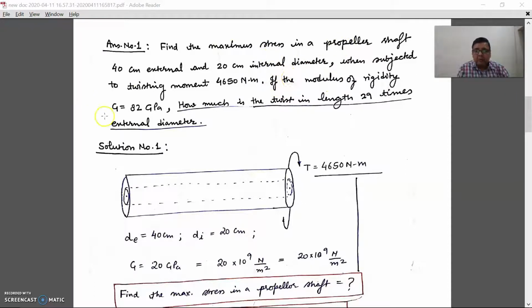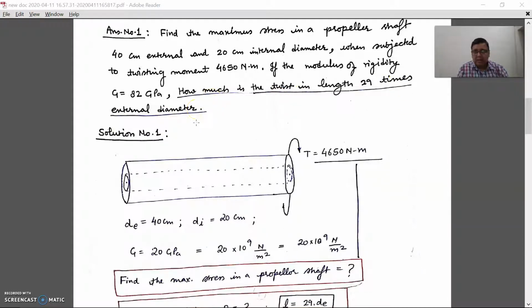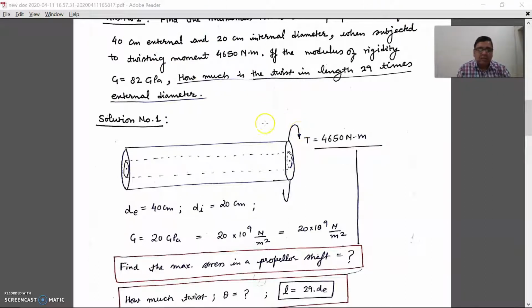If the modulus of rigidity G is equal to 82 gigapascal, and then the second part is how much is the twist in a length 29 times external diameter. That is the second part of it, right? Okay, so first very important part, friends, for this type of question is please write down complete information given in the question and write down what he is asking. That means 50% of the question is done, right?